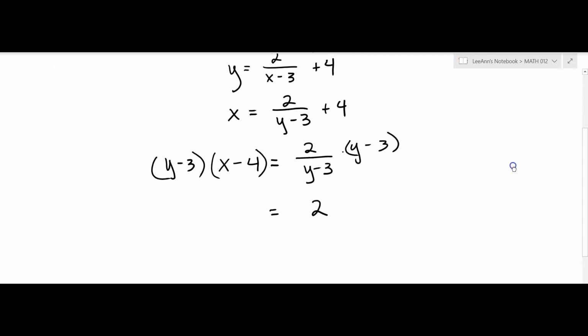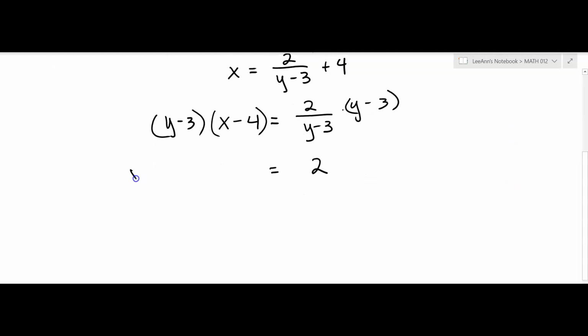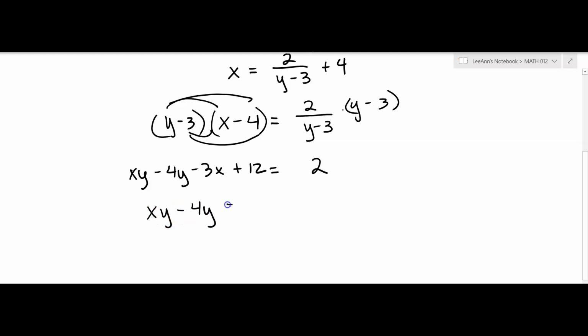All right, and watch what happens. So you get xy minus 4y minus 3x plus 12. Okay? So if I'm just doing FOIL, or however you multiply binomials, that's what I'm getting. Okay. You'll notice that you have a y in 2 of the terms. Now you're trying to get y by itself. Okay? So keep the terms that have y in it, keep those, and put the other things on the other side.